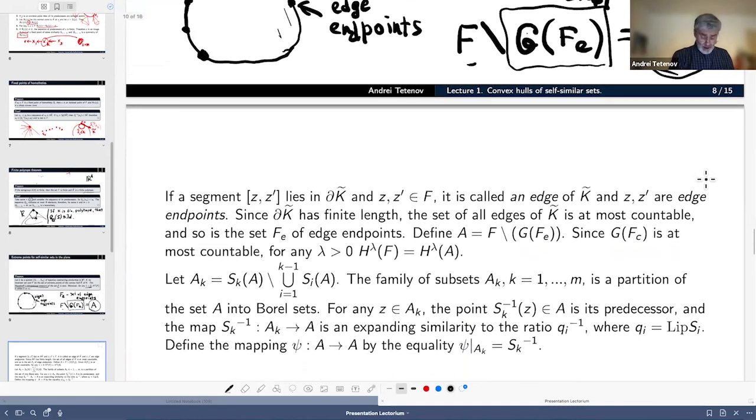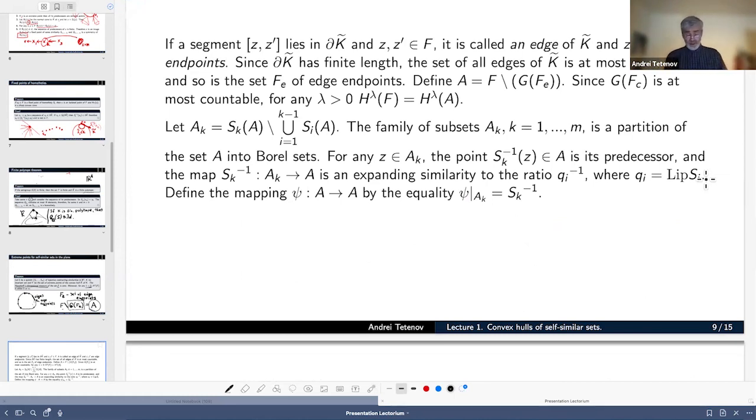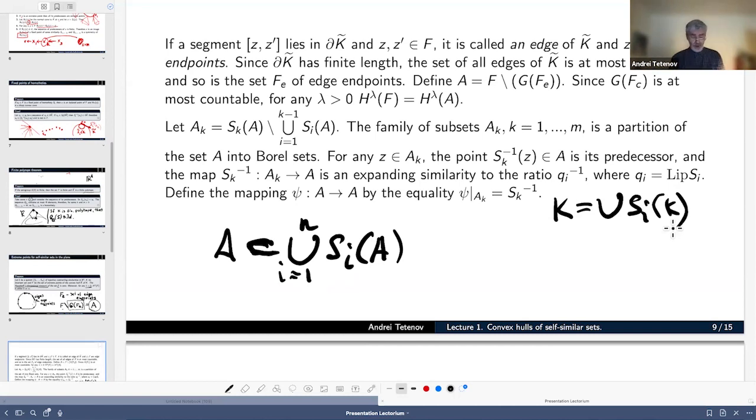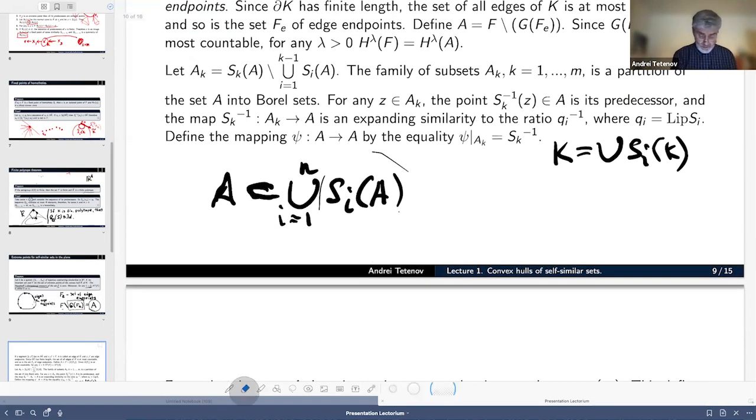Well, we can make a partition of the set A. First of all, the set A is contained in the union of Si of A when i changes from 1 to n. These are all maps, since K is the union of Si of K, right? So A belongs to this union because the predecessor of each point of A is a point of A. But these sets may intersect. To avoid this intersection, we will do the following.